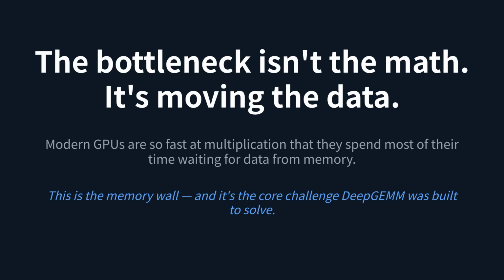Here's the thing that surprises most people when they first dig into large language models. The bottleneck isn't actually the AI doing math. It's the cost of moving data around. Every time your GPU has to pull numbers from memory, do some math, and write them back, that memory trip is expensive. Modern AI models are so fast at doing the actual multiplication that they spend most of their time just waiting for data. This is called the memory wall, and it's the central challenge that DeepGEMM was built to solve.